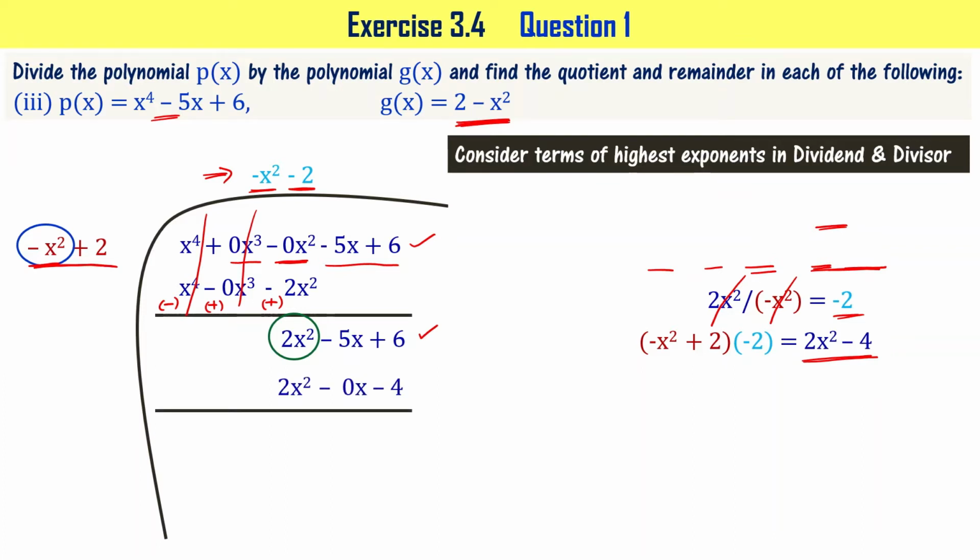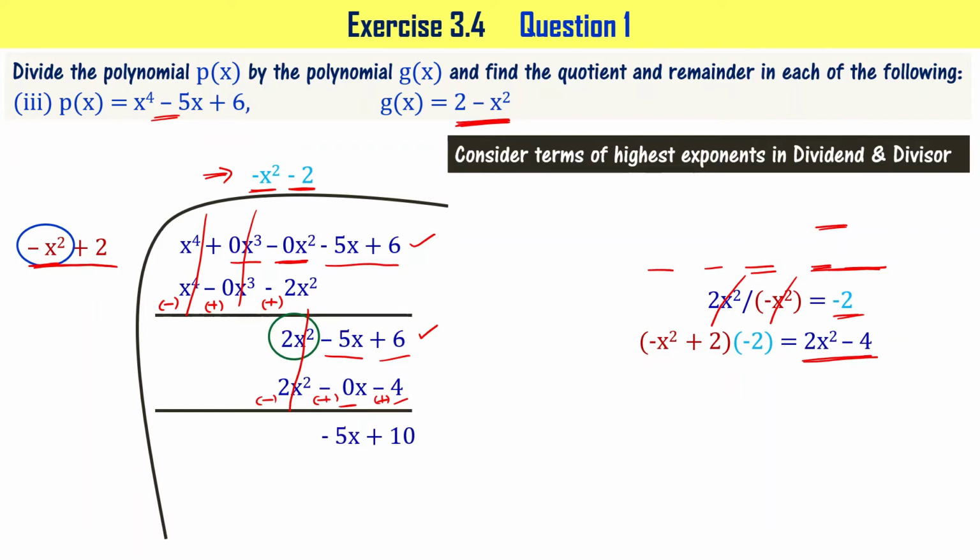You see here I have written 0x, right? Now let me change the signs. This is minus. Let me keep it plus. Not a problem. Here it is going to be plus, right? 2x square minus 2x square, it gets cancelled. Here you have minus 5x and plus 0x. This is going to be minus 5x, and plus 6 plus 4, it is going to be plus 10. Minus 5x plus 10, right?